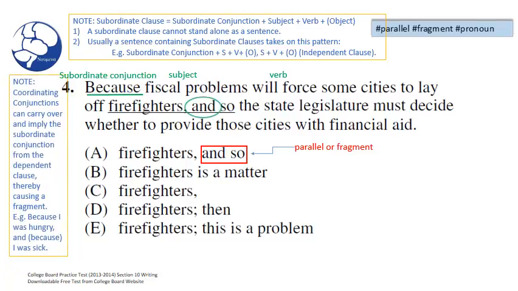We have a note here about coordinating conjunctions. Coordinating conjunctions can carry over and imply the subordinate conjunction from the dependent clause, thereby causing a fragment. Well, let's look. We have an example here. Because I was hungry and because I was sick. Here we have the implied because repeating again and leads us to having a fragment. We have 2 dependent clauses and no independent clause. So we have a fragment in this example.